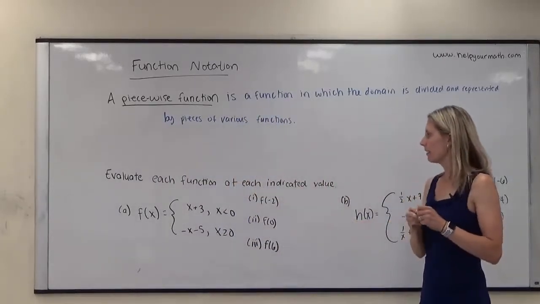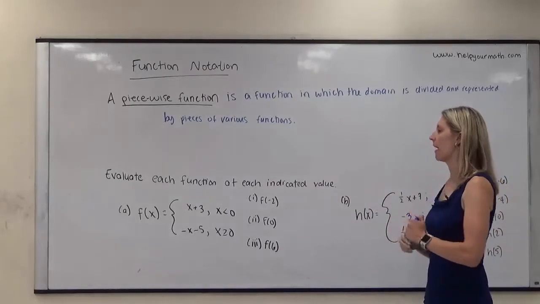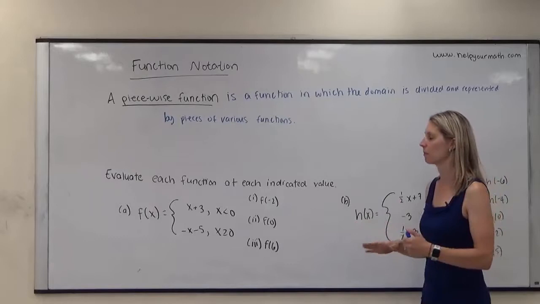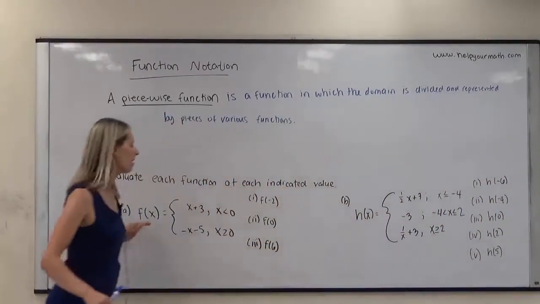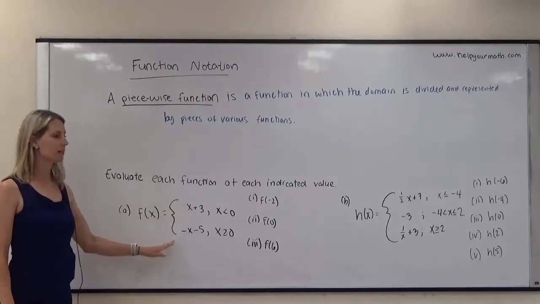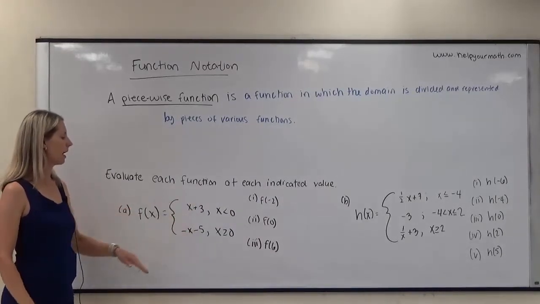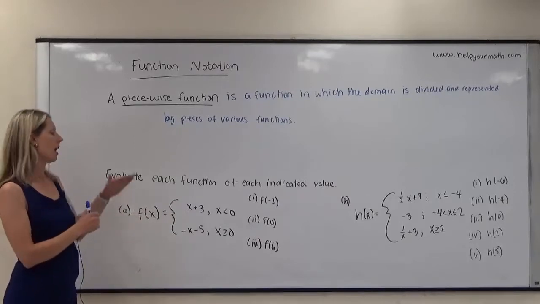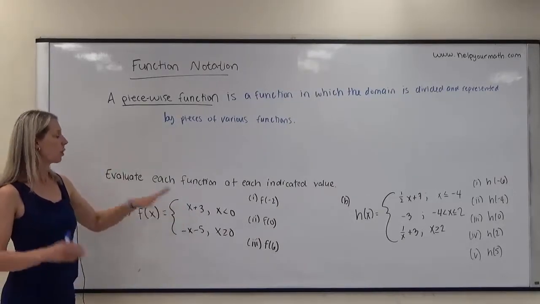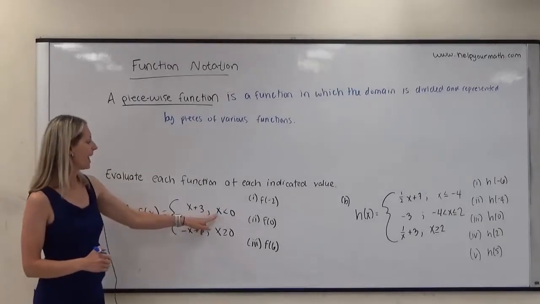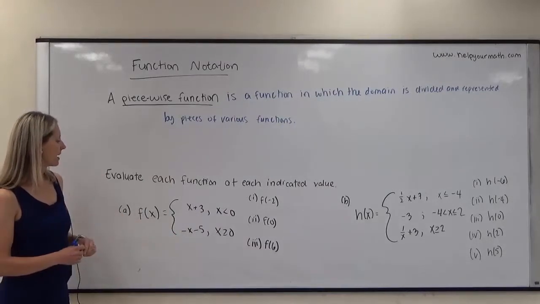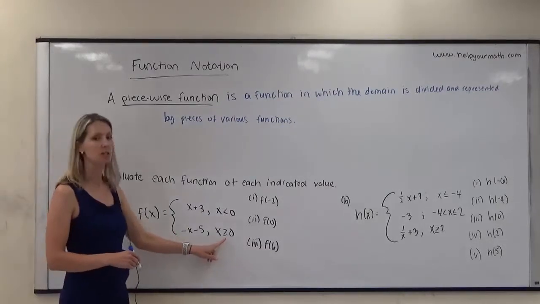And so what we're going to look at now is we're just going to start by looking at evaluating piecewise functions at the indicated value. So here's what we do. This is an example of a piecewise function. f of x is equal to, and then when it's a piecewise function, we do just a single brace, and then we put the various function pieces one above the other. So first we have x plus 3, and it's only going to be x plus 3 when x is less than 0. And then it's going to be negative x minus 5 when x is greater than or equal to 0.